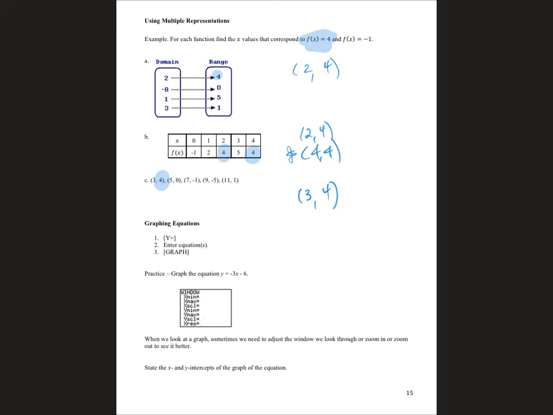Okay, now let's try the next one. I'm looking for when the output is -1. In the first one, it doesn't exist. There does not exist an x value where the output is -1. In the next one, there it is. The output is -1 when the input is 0. What about the next one? There we go. The output is -1 when the input is 7.